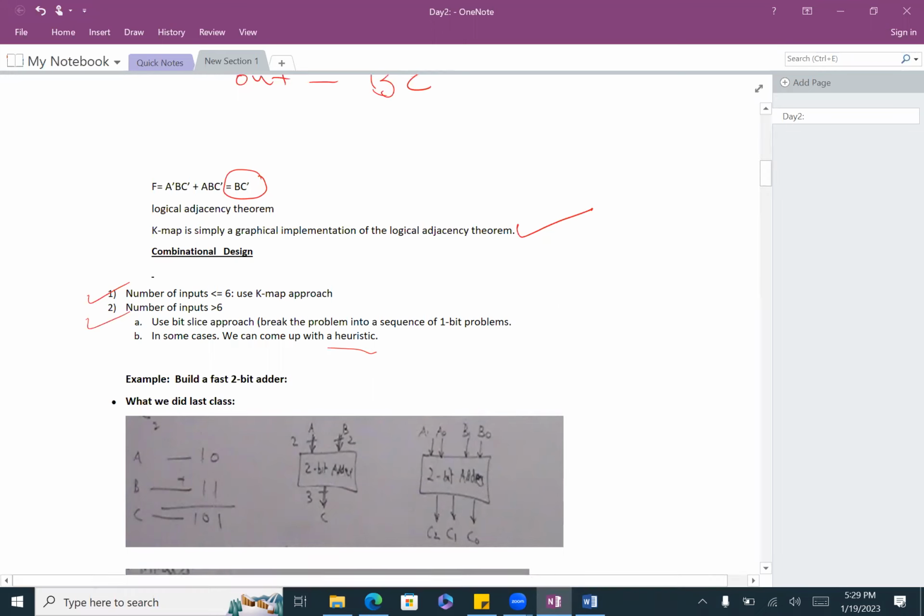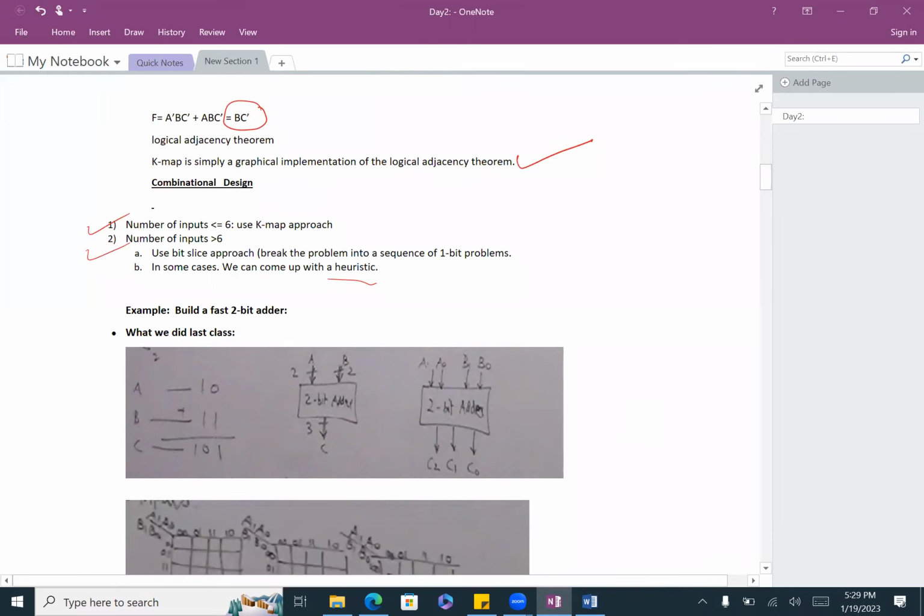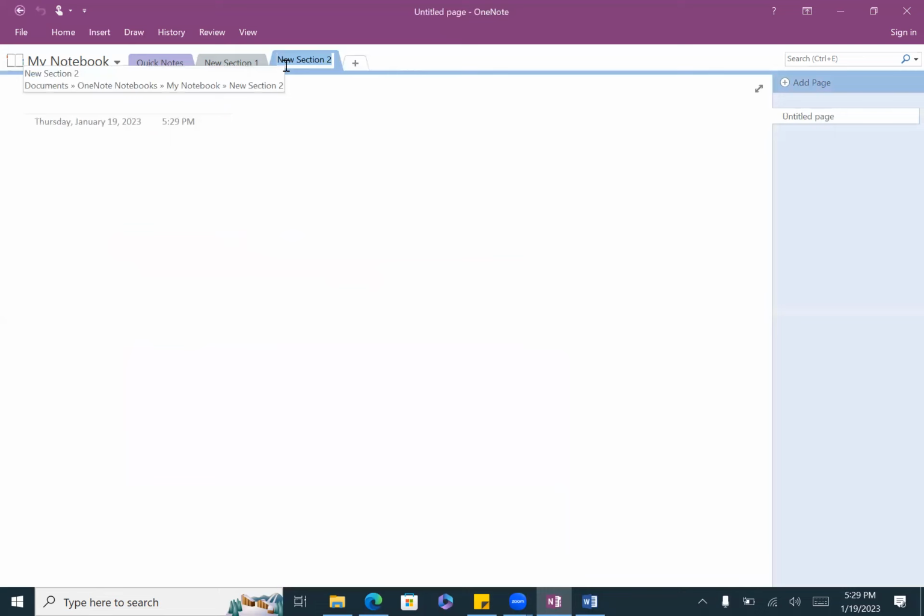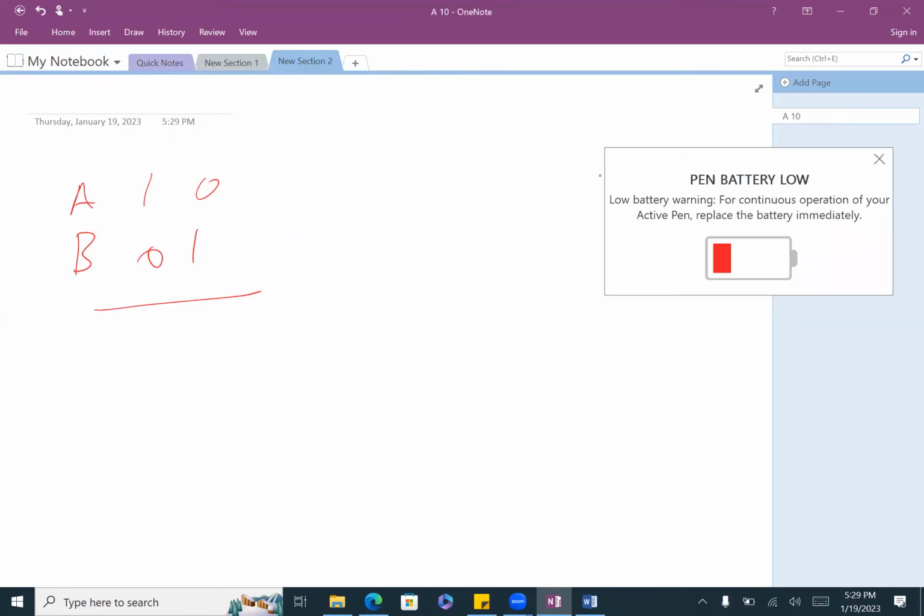Last week we explained the two-bit adder, correct? I want to refresh your memory. If you want to add A and B, and this one is 1001, what will the result be?